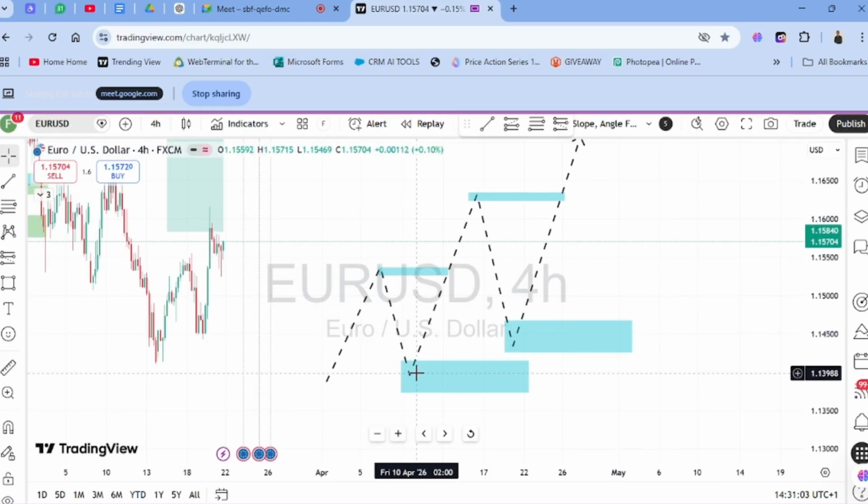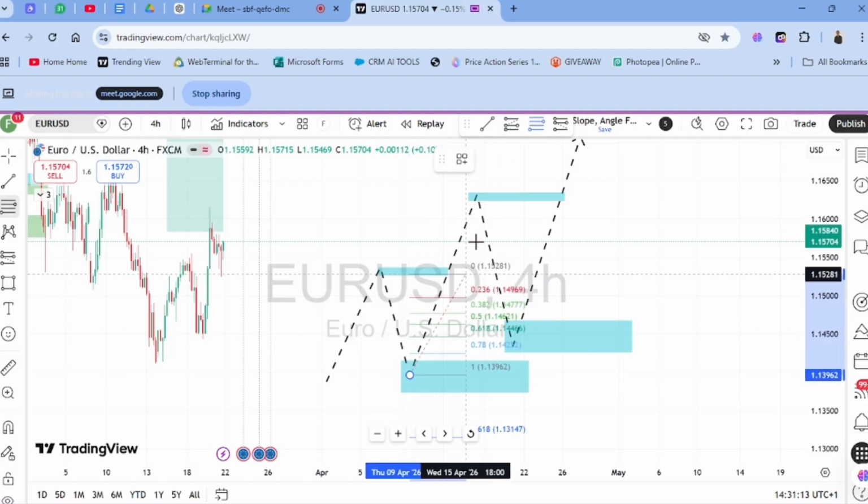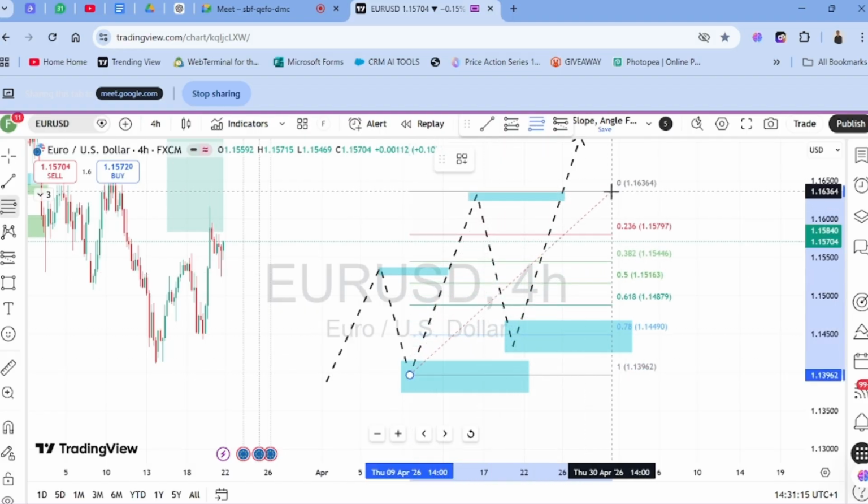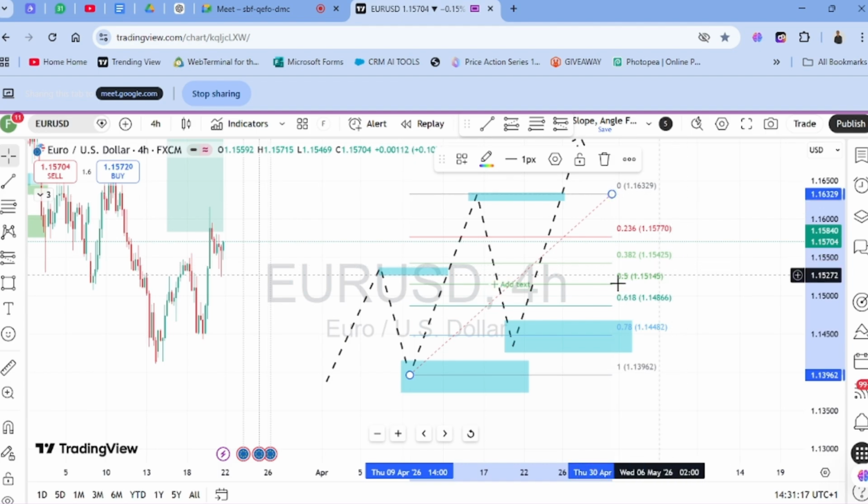You want to buy low, right? And if you want to sell, you want to sell high, right? Now, if I'm to use fair value gap and Fibonacci retracement tool, anything below the 50% Fibonacci retracement is a discounted price for me to buy. Anything above the 50% is a premium zone for me to sell.